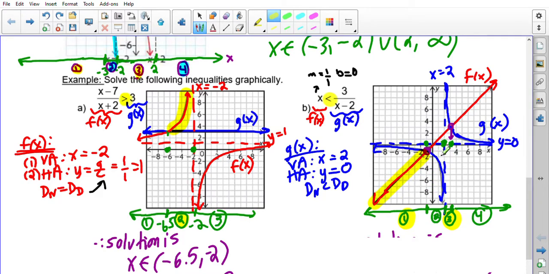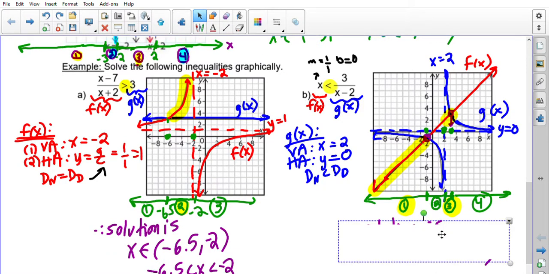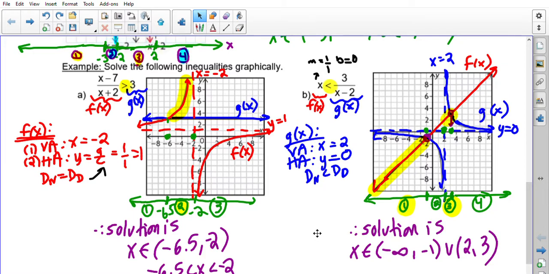In this interval here, red is above the blue, so not there. In this little interval between 2 and 3, I can see that the red here is below the blue, so that little section there works. And then from 3 to infinity, I can see that red is above blue, so that's not what I'm looking for. So that means intervals 1 and 2 will be our answers. So we say the solution is from negative infinity to -1 in union with 2 to 3.